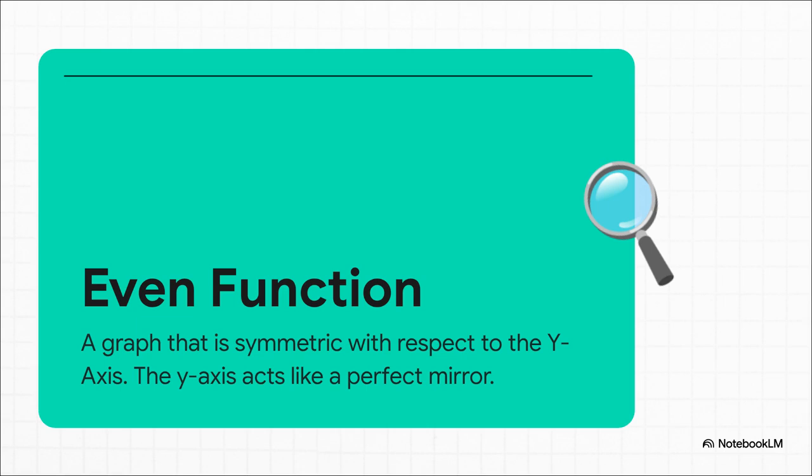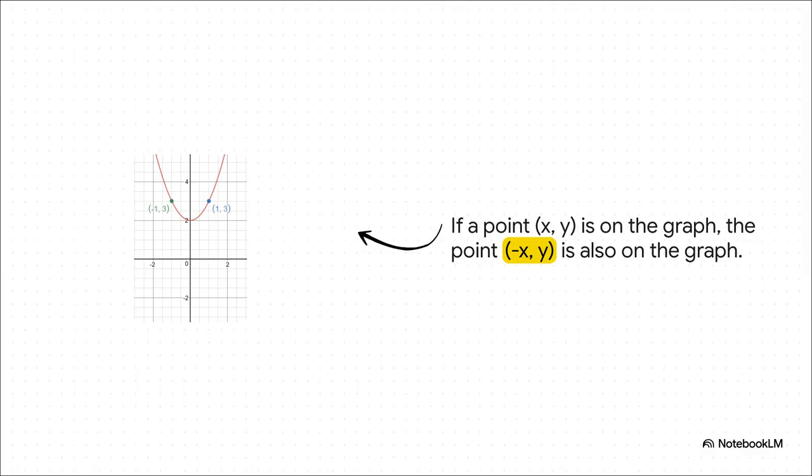Just imagine the y-axis. That vertical line running right down the middle of the graph is a perfect mirror. If the part of the graph on the right side is a perfect reflection of the part on the left, then congratulations, you're looking at an even function. And you can see this really clearly when you look at the points on the graph. Notice how for any point, let's call it (x, y), its mirror image, (negative x, y), is also right there on the curve. They're at the exact same height, just flipped over to the other side of that y-axis mirror.